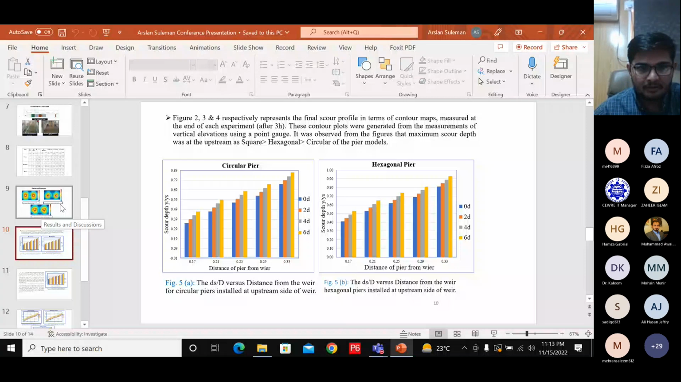Here is the graph representing the distance of the pier from the weir and the dimensionless scour on the vertical axis. As you can see, as the distance of the pier from the weir increases, the scouring increases. If you see at 0D, the scouring is minimum. As we increase the distance from the pier, the scouring increases, and the same goes further for 4D and 6D. The maximum scouring occurs at 6D from the weir.